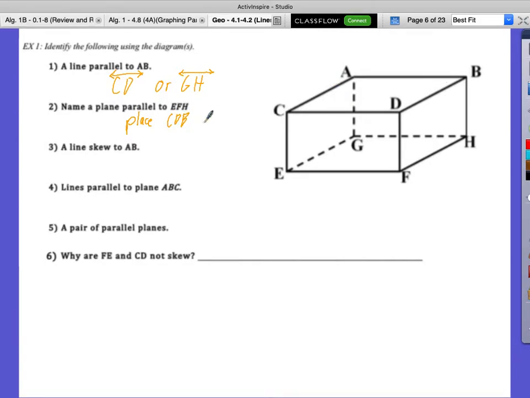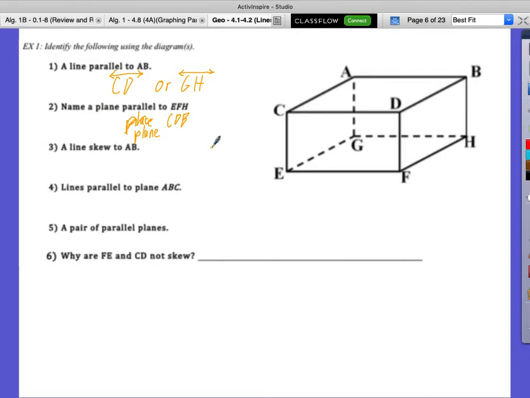Does that say plane or place? It's supposed to say plane, but it says place. Plane CDB. Yes. Okay, so we could use any three of the points A, B, C, D to name that plane, as long as there are three points on the plane and not on the same line. And none of those are on the same line, so we're good.